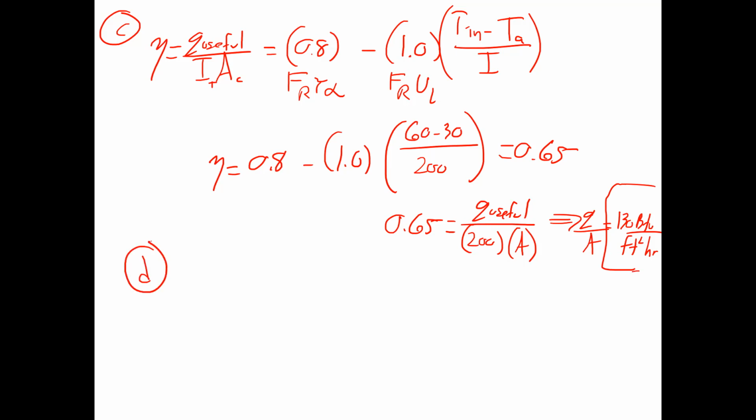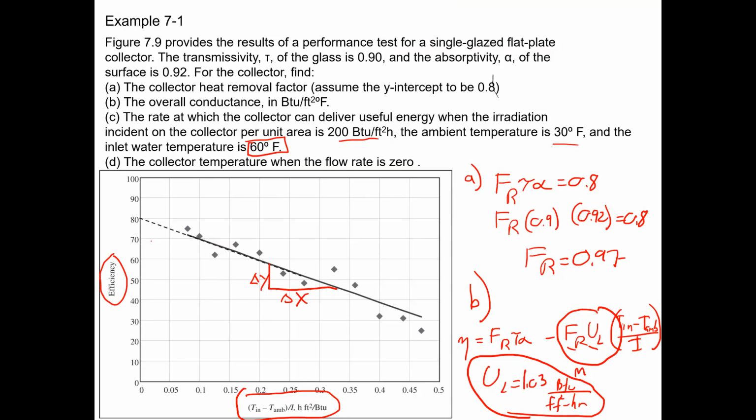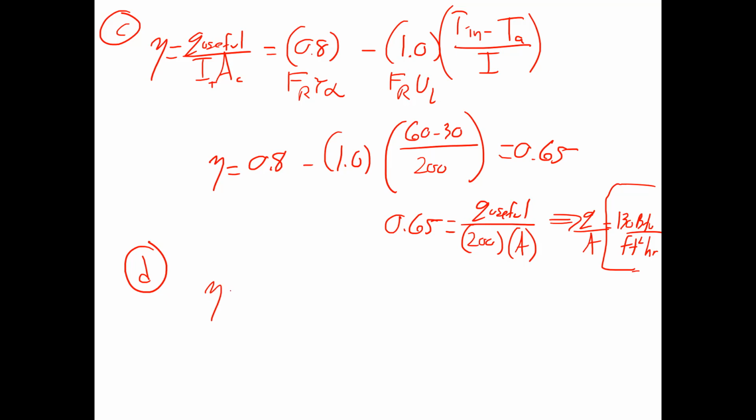And then part D is asking something interesting in this problem. It's asking for the collector temperature when the flow rate is 0. So how do we even go about doing that? Well, I think the simplest approach, again, is to take the efficiency equation, factor out the heat removal factor, and then rewrite the equation. So give me a minute here while I do that.